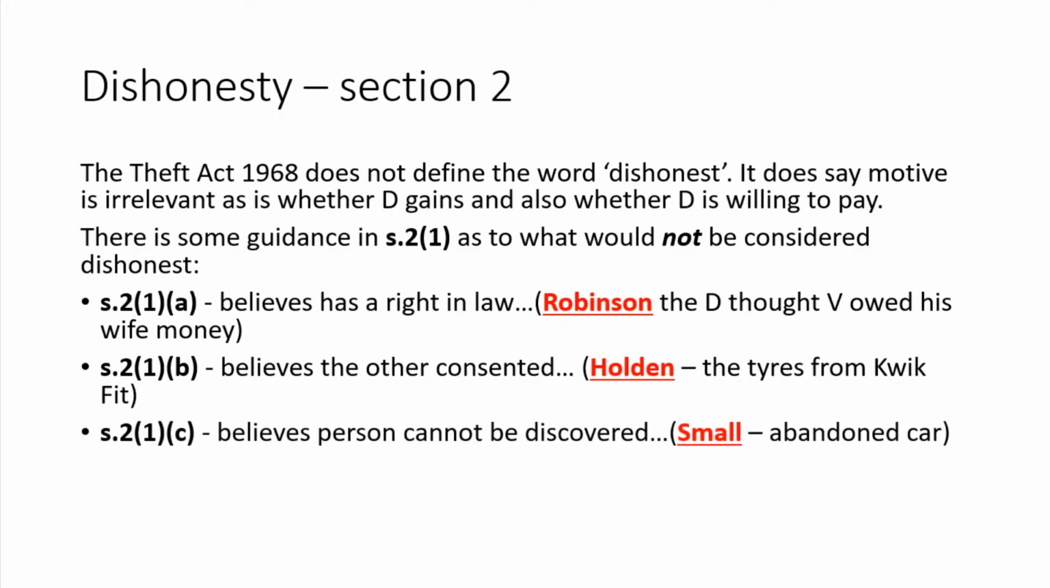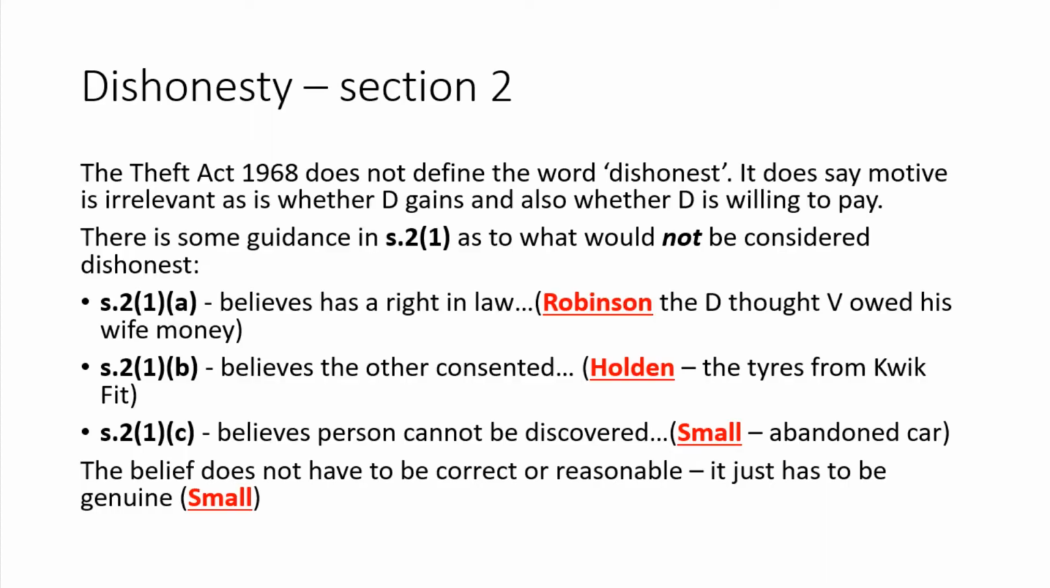And the last section is that you believe that the person cannot be discovered by taking reasonable steps. And this case of Small is one where the car had been abandoned and he didn't realise that you might be able to trace it through the number plate. And that leads into the last point, that the belief doesn't have to be correct or reasonable, it just has to be genuine. And they held it was genuine in Small.